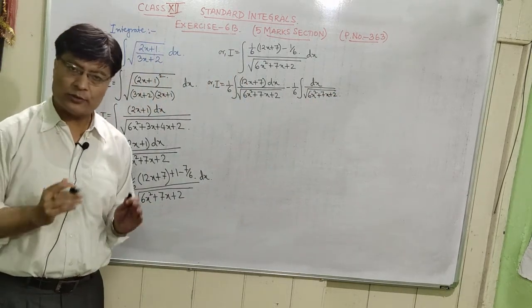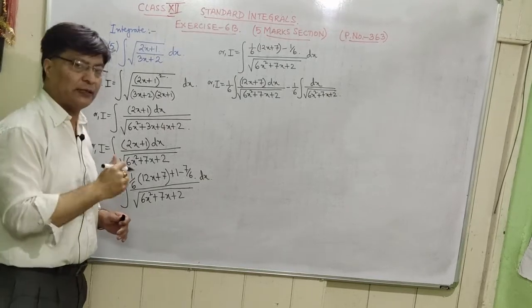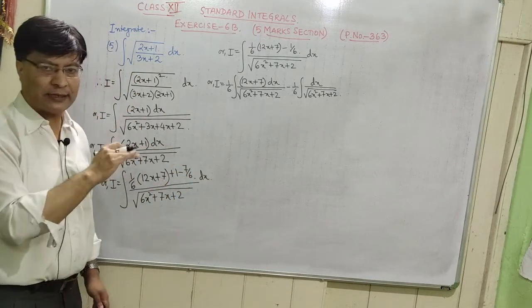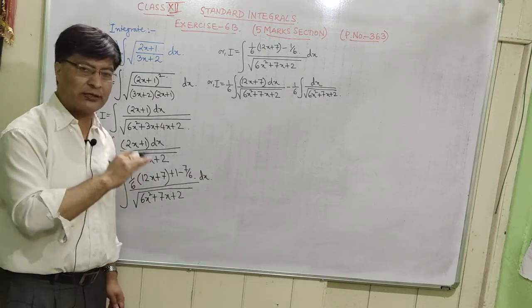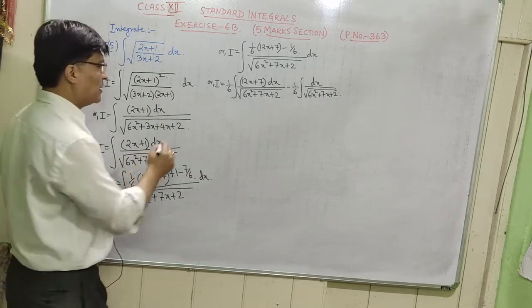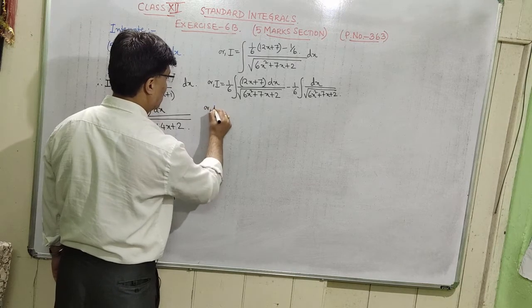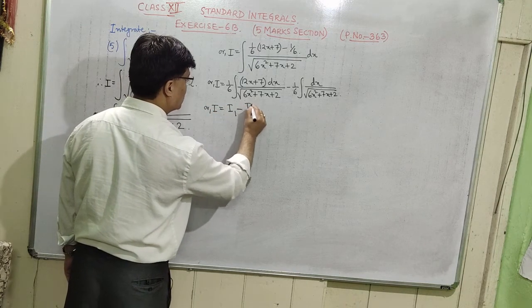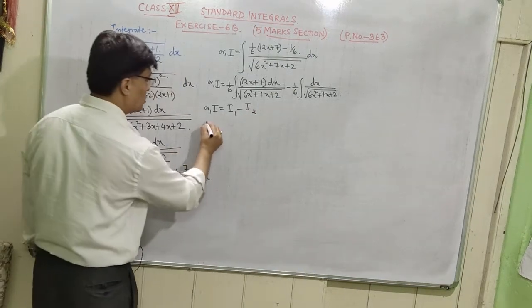Is that understood now? So we have separated the term. We have separated the fraction, as well as the integral sign and dx. So now I is equal to, let us write it as I1 minus I2. Okay.